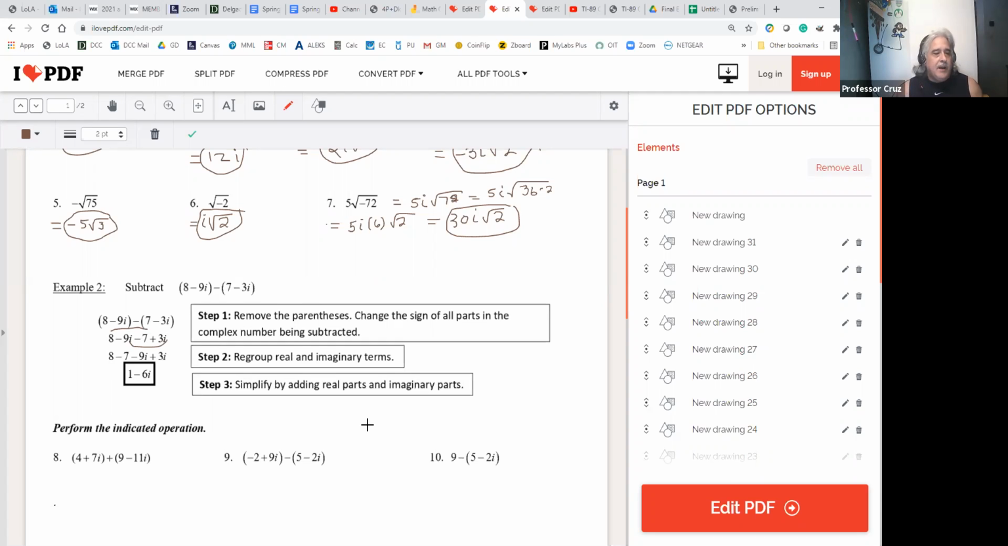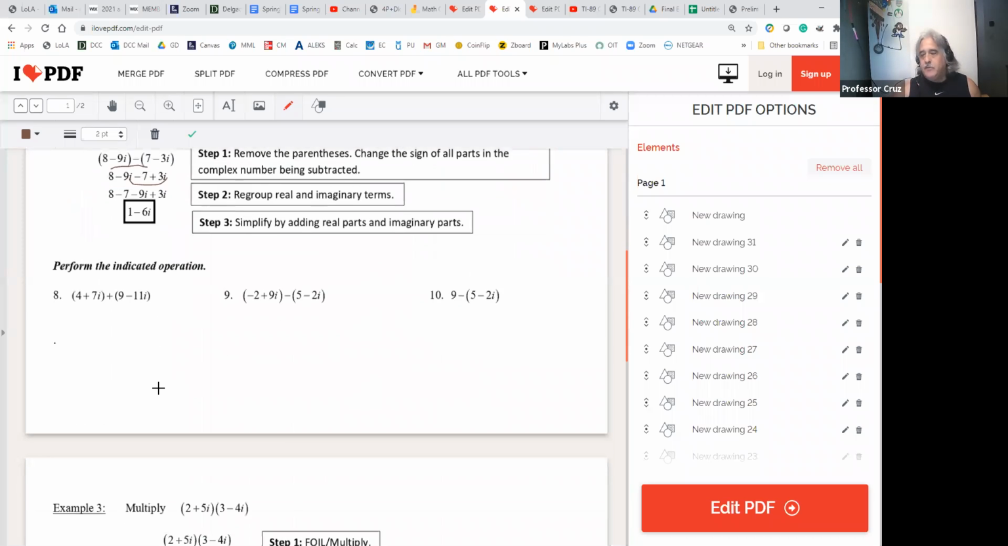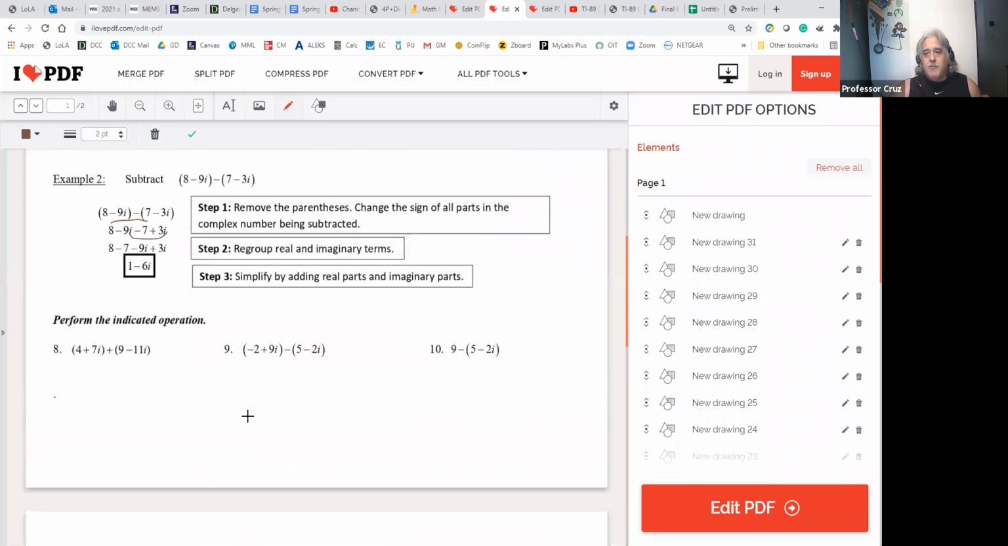So sometimes you may end up with only a whole number, but usually you're going to end up with the real part and that imaginary part. This is the real part, and that's the imaginary part. So I'm hoping these will be pretty easy for you. So give a crack on number 8 and tell me what we have, because 8 is as simple as it gets, because it's just addition.